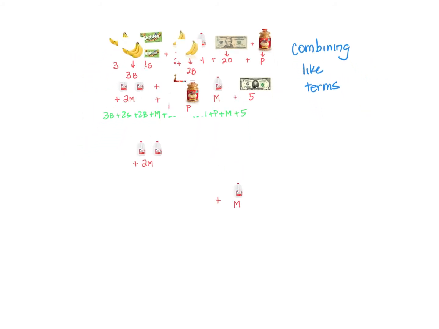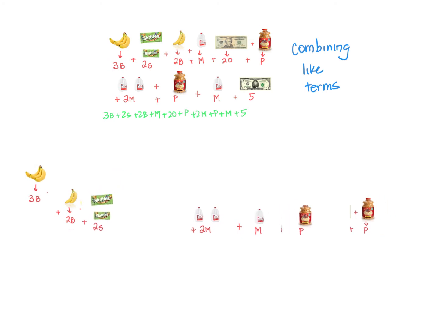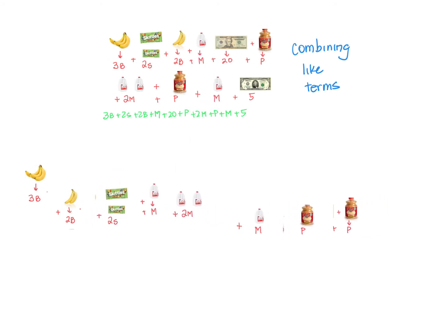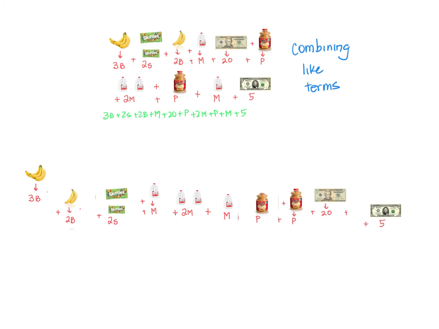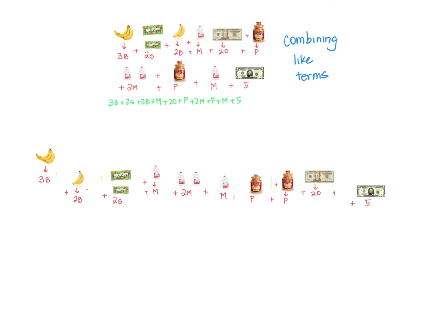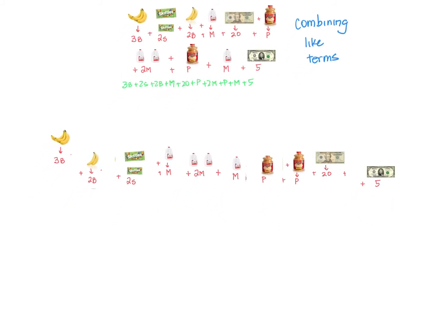I'll take a copy of those and start to put them in order. So everything's there. It's just scattered in a better order. Hey, where's the money? Okay, yeah, we got to put the money in there too. So here's the order we would list them in if we were making a list for someone really. So this is a better list. This would be 3B plus 2B plus 2S plus M plus 2M plus M plus P plus 20 plus 5. And at least things are more organized.